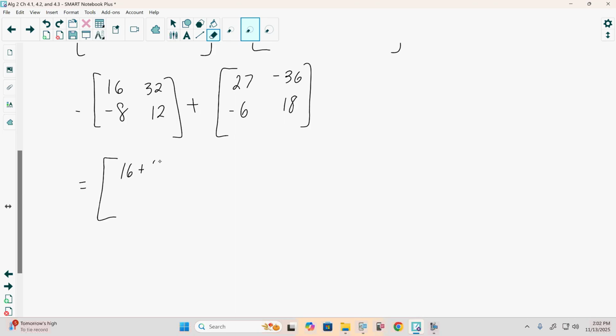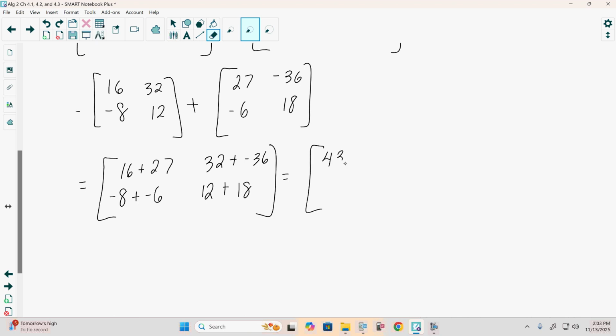Now, since they are the same dimension, we can add our corresponding terms. So 16 and 27 we're going to add together. 32 and -36 we're going to add together. -8 and -6, 12 and 18. 16 plus 27 is going to be 43. 32 plus -36 is -4. -8 plus -6 should be -14. And 12 plus 18 should be 30.